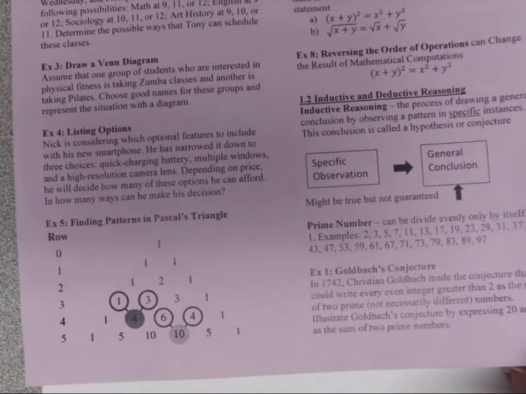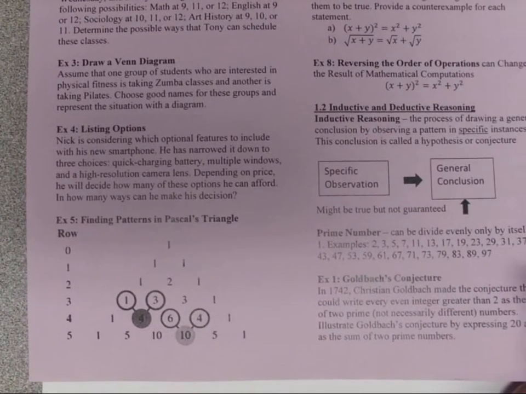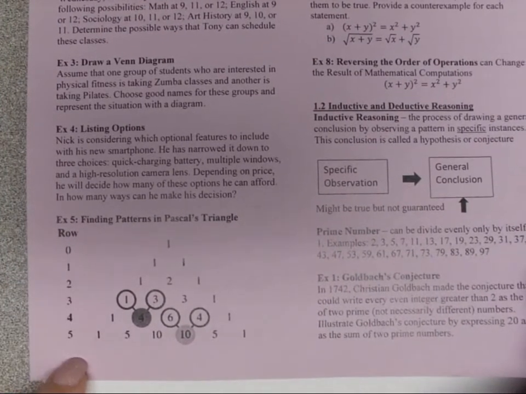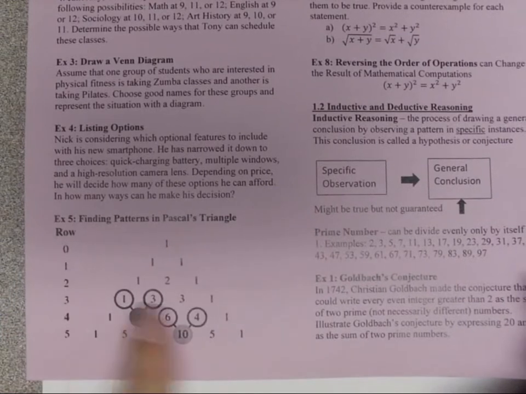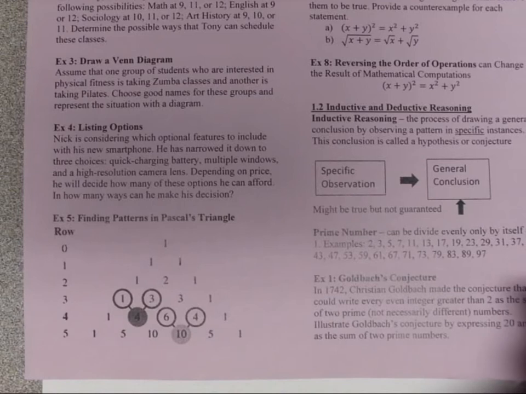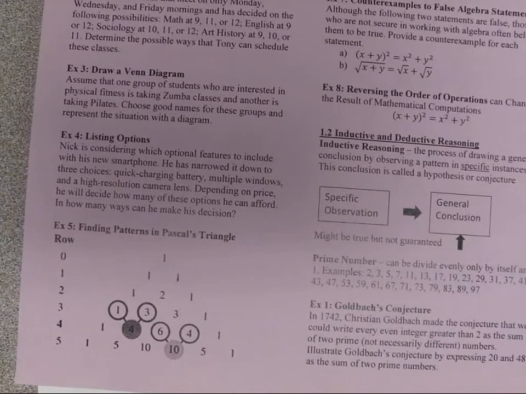Looking at example 5, we are finding patterns in Pascal's triangle. These are the rows going across here, and there's a pattern that happens here. So we're going to look at this, and I'm going to read some stuff.